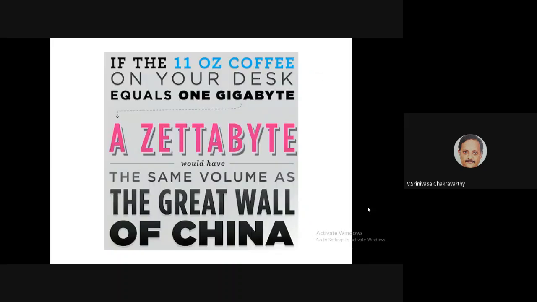And if an 11-ounce coffee cup on your desk equals 1 gigabyte, 1 zettabyte will be equal to the volume of the Great Wall of China. So these are the kinds of numbers we're talking about.